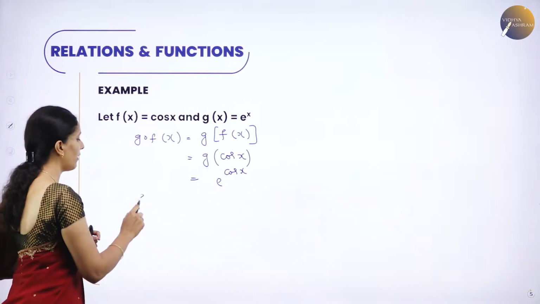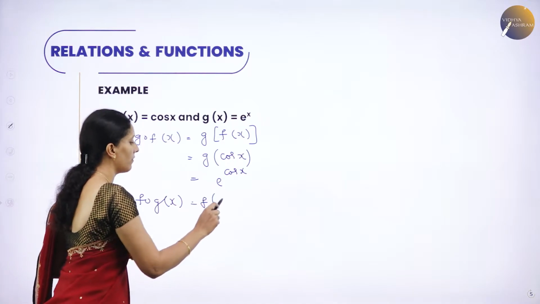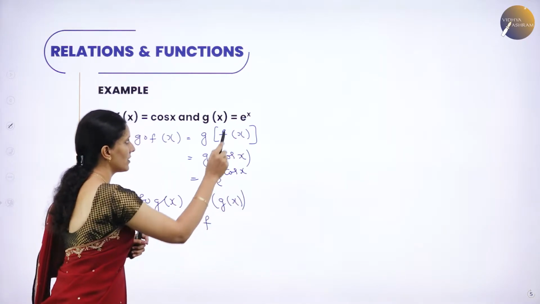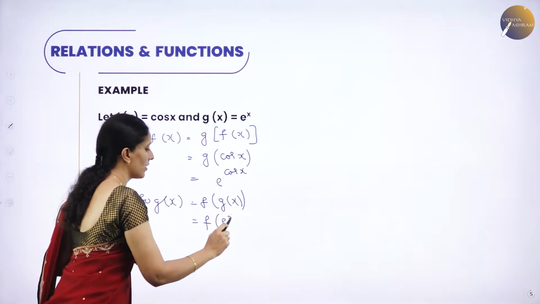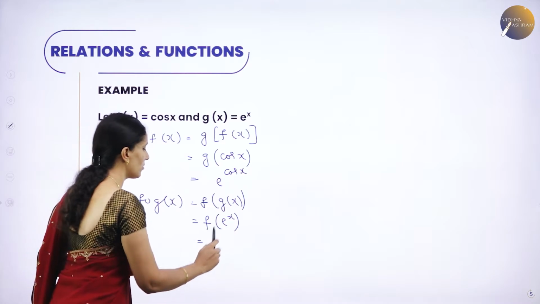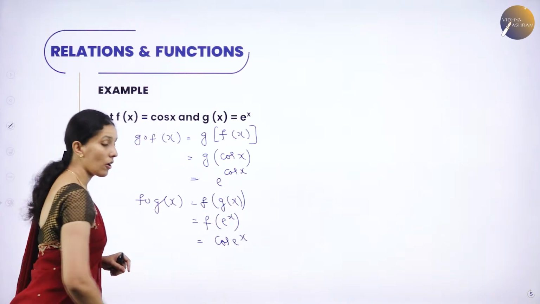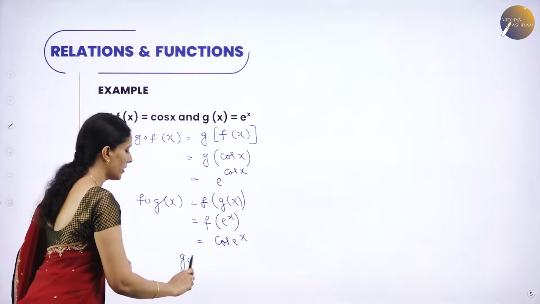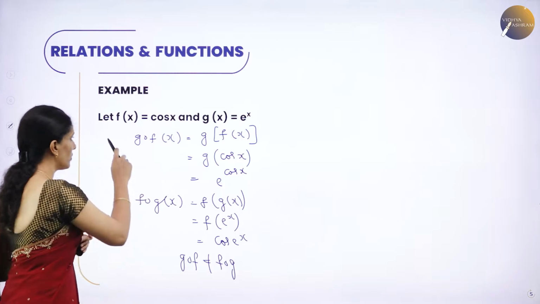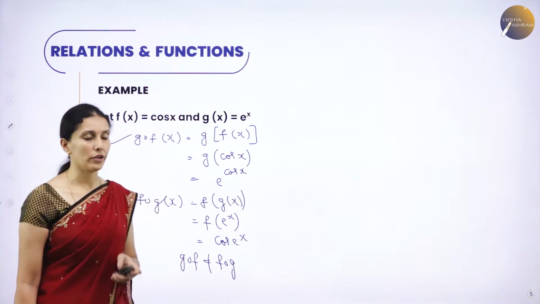Now let me find f naught g of x. F naught g of x is f of g of x. So what is g of x? G of x is e power x. A function in the form of f is written in the form of cos x. So therefore this becomes cos e power x. Clearly you see they are not equal. G naught f is not equal to f naught g. So g naught f and f naught g are the compositions of two functions.